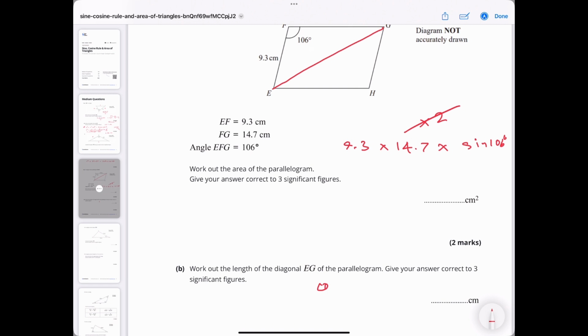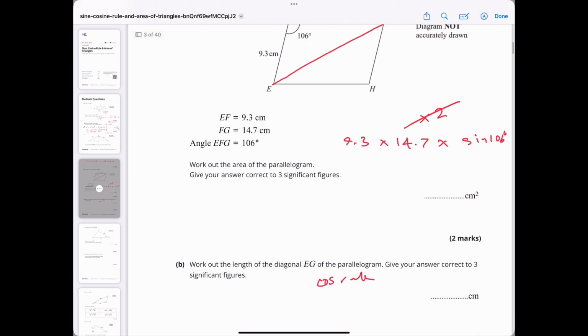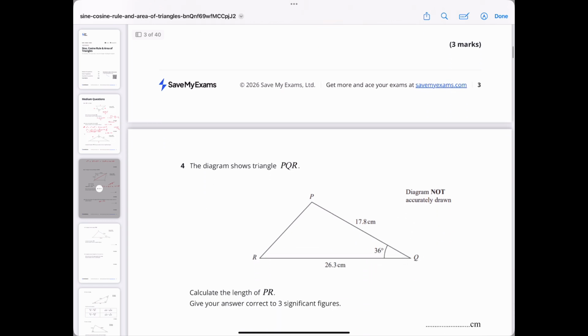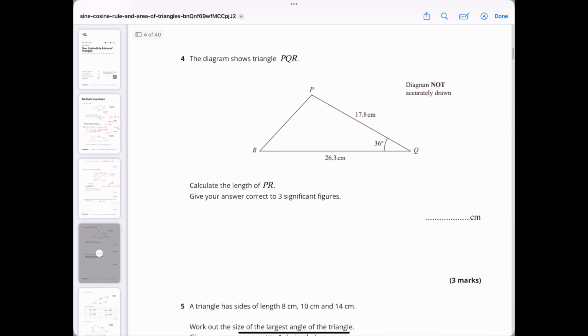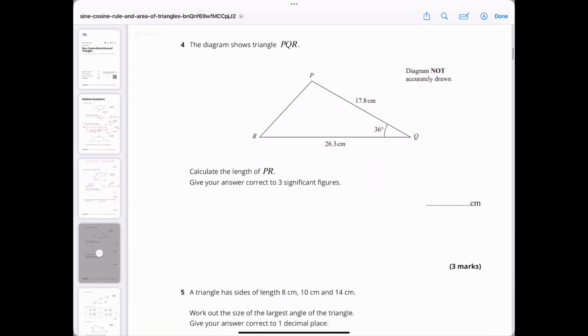I'm literally just going through and showing you what these things are. And then you just need to mark up the sides. Now, the diagram shows PQR. Calculate the length of PR. Now, if I haven't been clear about this being A, B, C, so that would be C, that would be A, that would be B.